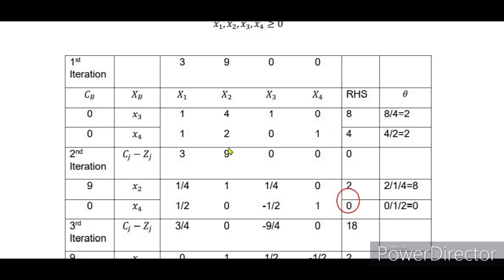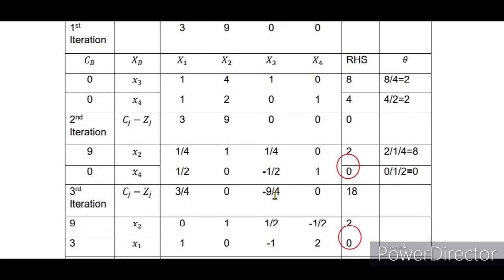In this case, I choose x sub 3, to be replaced by x sub 2. So in our second iteration, you notice that x sub 3 is replaced by x sub 2. Now, what is the pivot element here? The pivot element, the element that lies in the intersection of the highest cj minus zj and the lowest theta, is 4. So we will divide all the elements along the previous row, which is x sub 3 in the first iteration, by the pivot element, which is 4.